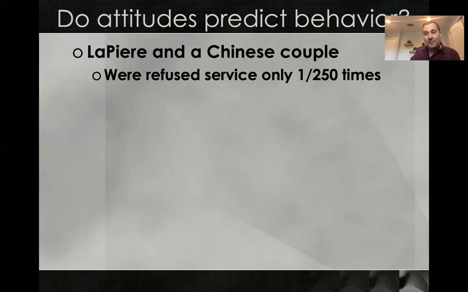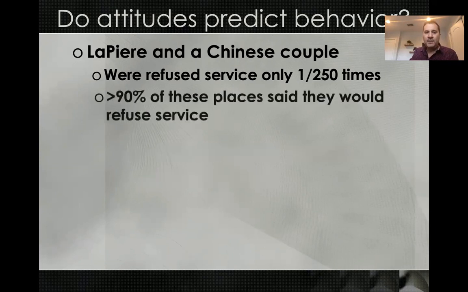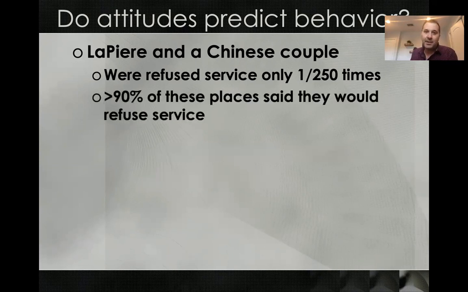When they got back from this trip around the US, Lapierre mailed all the owners of these 250 establishments a questionnaire that asked them a number of things, including, would you serve a Chinese person at your establishment? And when he got the responses back, he found that over 90% of them said that they would refuse service. But how's that the case?